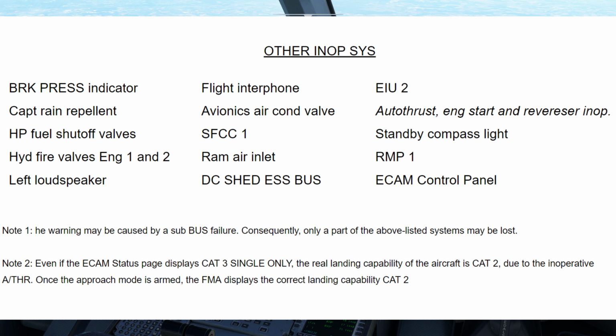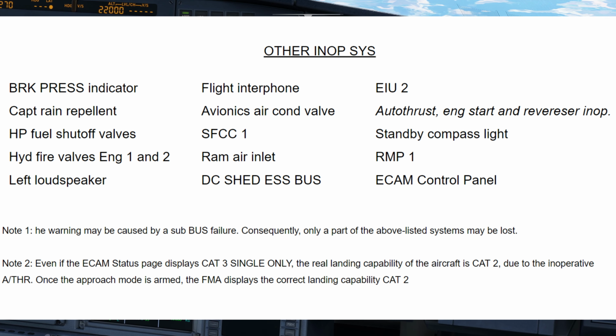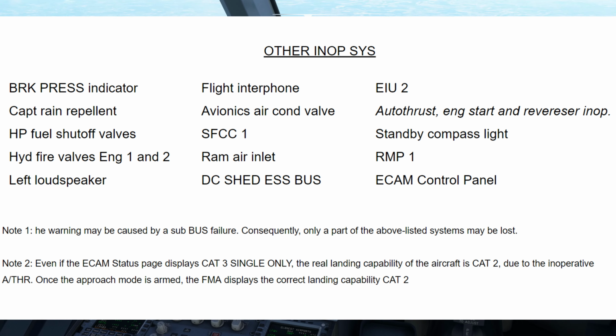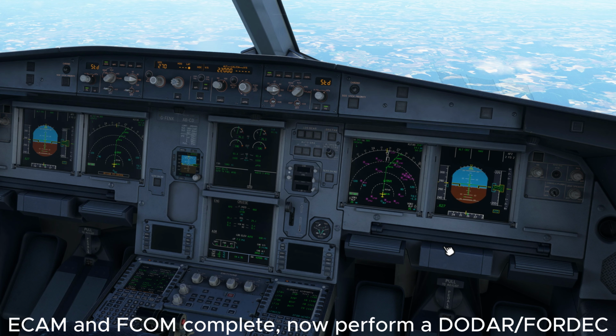There's also a note here saying, even if the ECAM status page displays Cat 3 single only, the real landing capability of the aircraft is Cat 2, due to the inoperative auto thrust. Once the approach mode is armed, the FMA displays the correct landing capability Cat 2. So are you ready for a DODA?